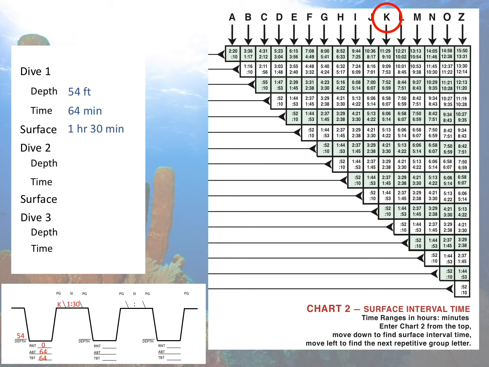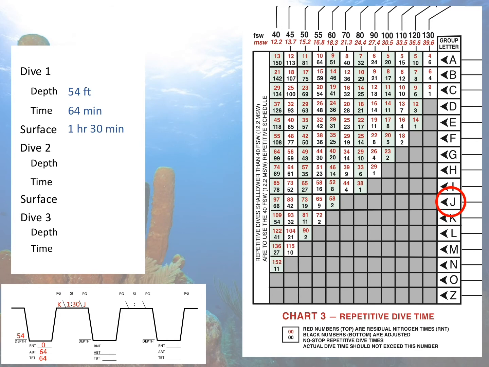Again, go ahead and find your post-surface interval pressure group and then see if my information matches yours. To do this, we find the box containing our surface interval and then proceed to chart 3. On chart 3, we should land on pressure group J. For our second dive, we'll plan 43 feet for a half hour.